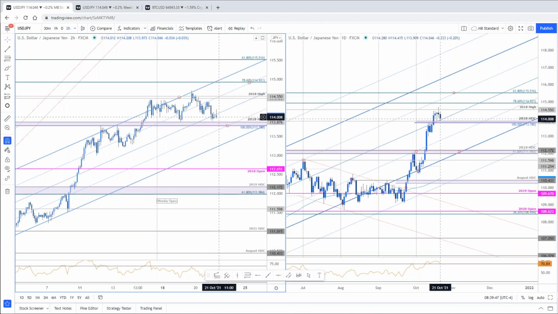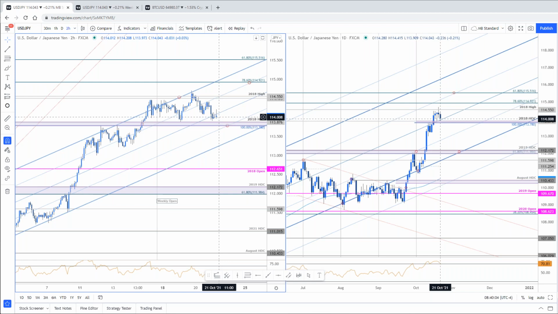So I'll leave it there, guys. Dollar yen, I'm flat here. I'm looking for a break of the weekly opening range. We're at uptrend resistance. We're at lateral resistance. This should be a well-defined break once we get it. It's Thursday. Questions on dollar yen?